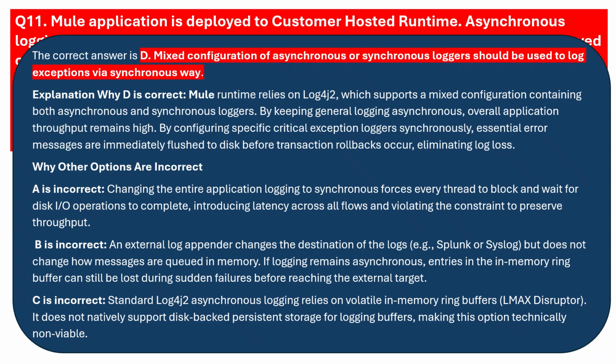A is incorrect. Changing the entire application logging to synchronous forces every thread to block and wait for disk I/O operations to complete, introducing latency across all flows, and violating the constraint to preserve throughput.